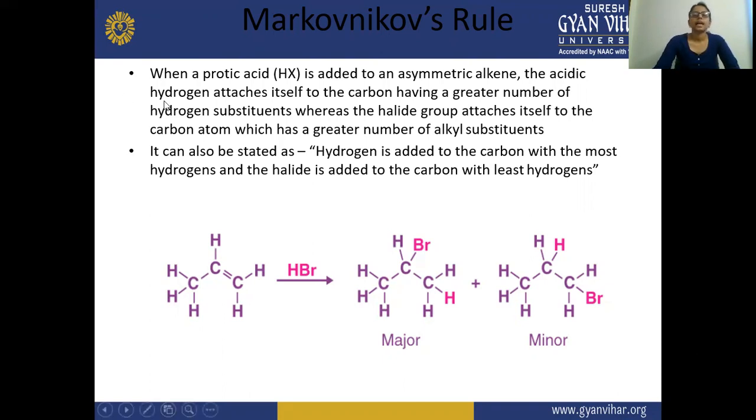So it can be stated as: hydrogen is added to the carbon with the most hydrogen, and the halide is added to the carbon with the least hydrogen. So the hydrogen will attach to the carbon atom which has more hydrogen, and the Br, that is your halide, will attach to the carbon which has the least hydrogen. There will be a formation of two products. One will be major and the other one will be minor. The major product formed will be higher in amount, and the minor products are the exceptions.